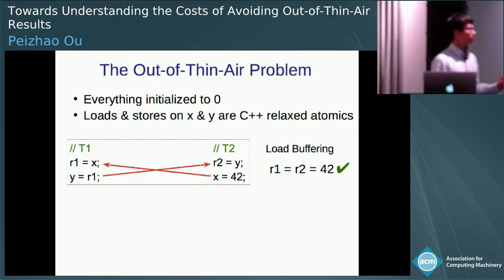And the reason is that this execution can be produced by processors like ARM, because they can actually perform load-store reordering in the second thread at runtime.